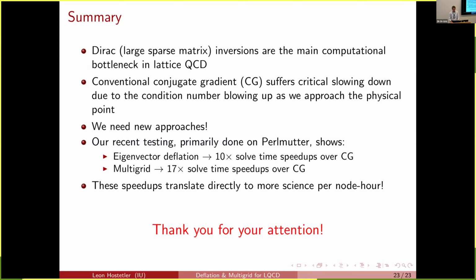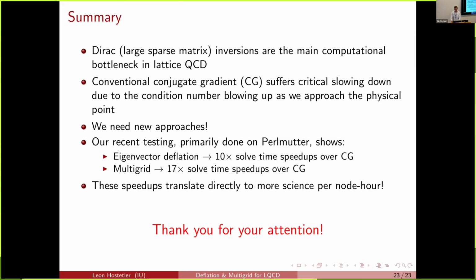So in summary, in Lattice QCD, the Dirac inversions, these large sparse matrix inversions, are a computational bottleneck. And this is because conventional conjugate gradient suffers from this critical slowing down problem as we approach the physical point, with the condition number blowing up there. So we end up needing new approaches.